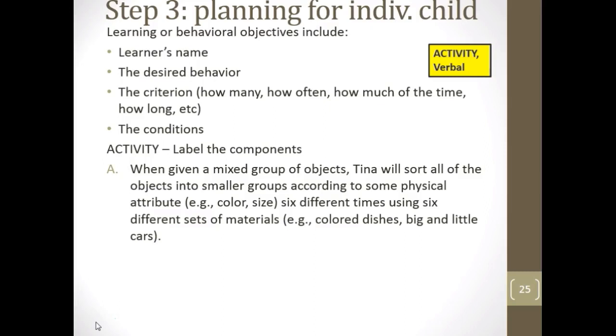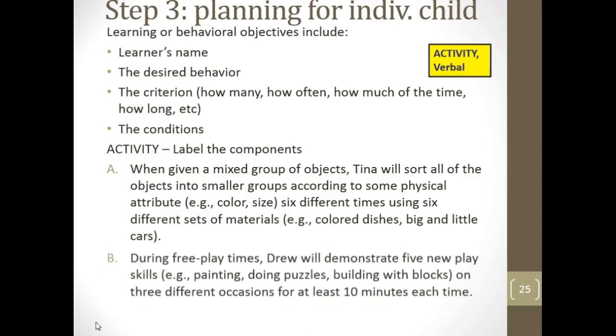So obviously the learner's name is what? Tina, of course. You're absolutely right. And what is the desired behavior? She'll sort all of the objects into smaller groups according to some physical attribute. You're right. The criterion. 6 different times using 6 different sets of materials. And the conditions. This one's tricky because the conditions are listed last, but it's actually the first thing that's written in this objective, and that is when given a mixed group of objects. Right. Okay, so let's do B now.